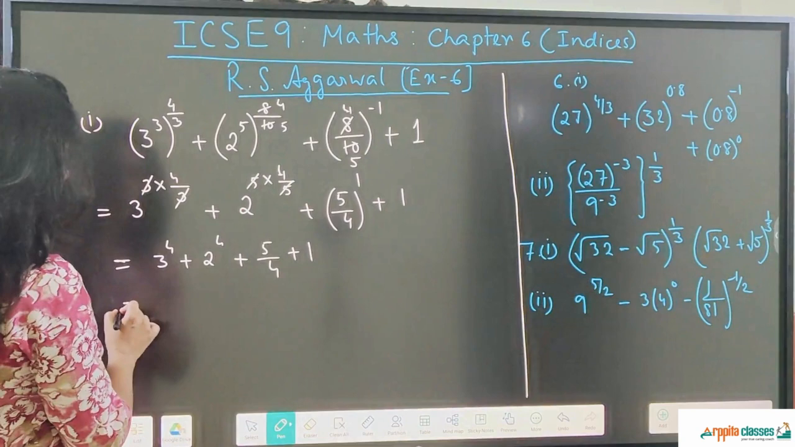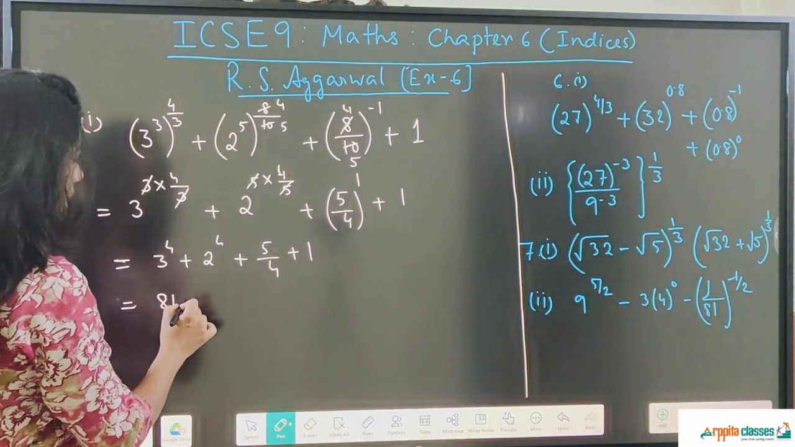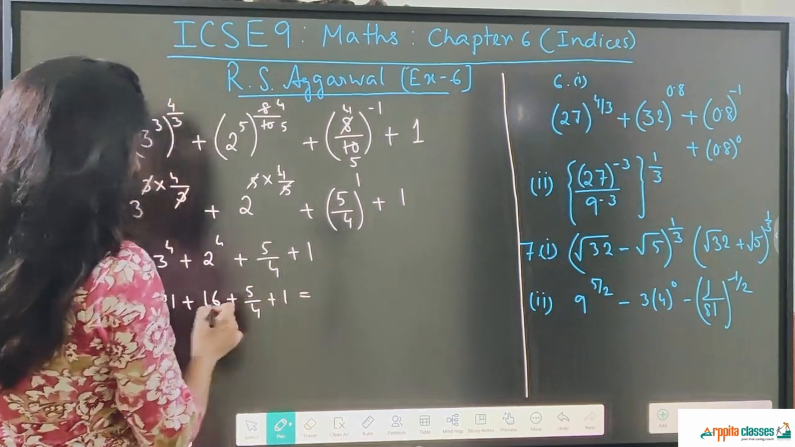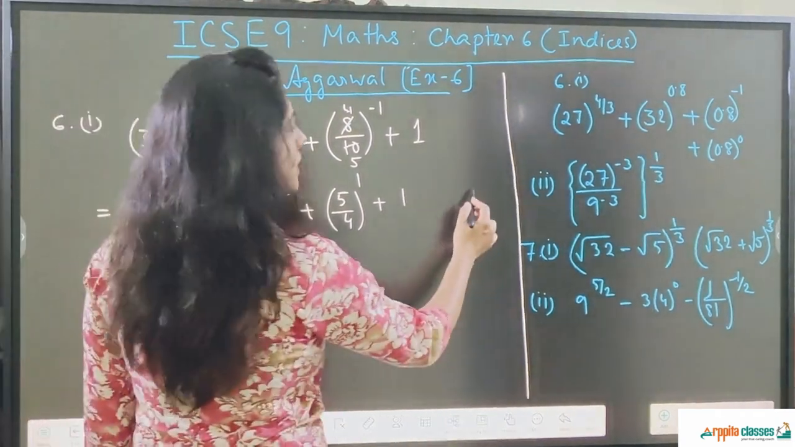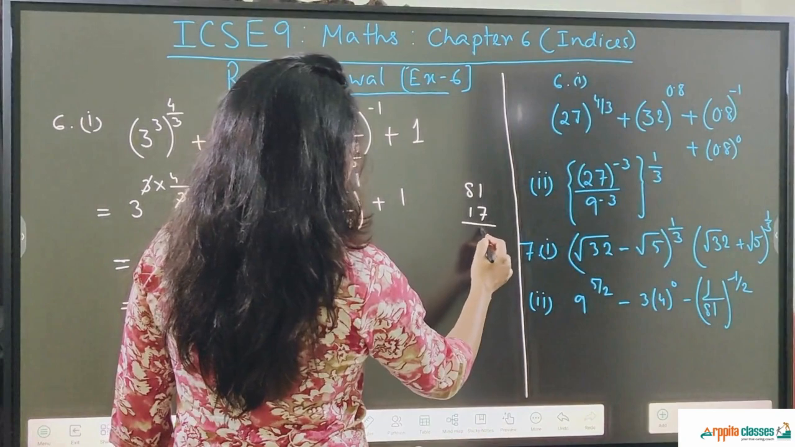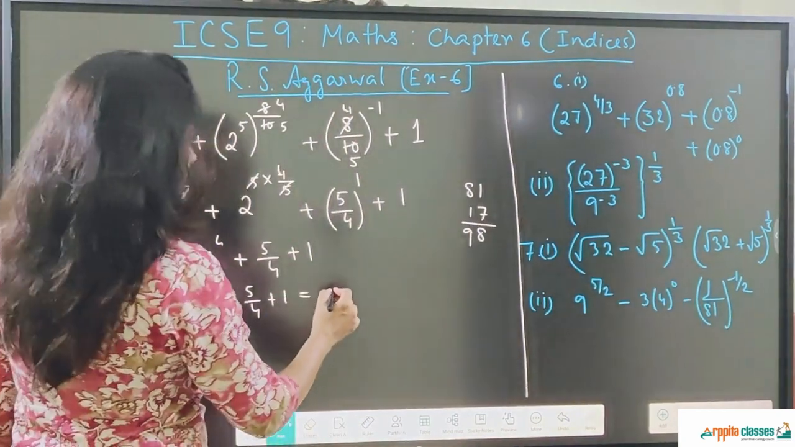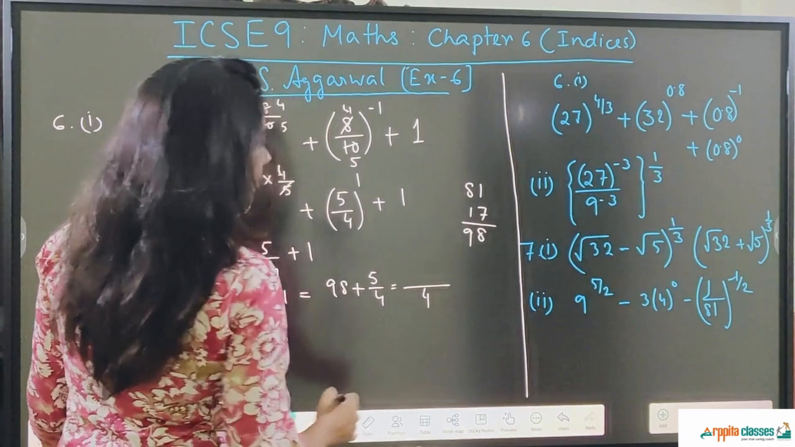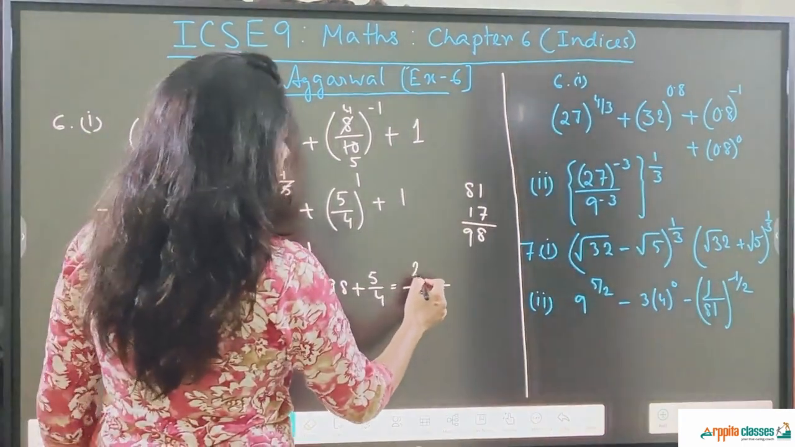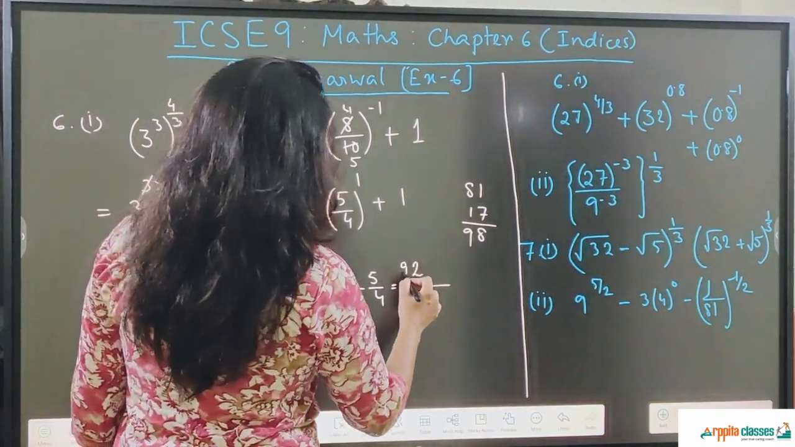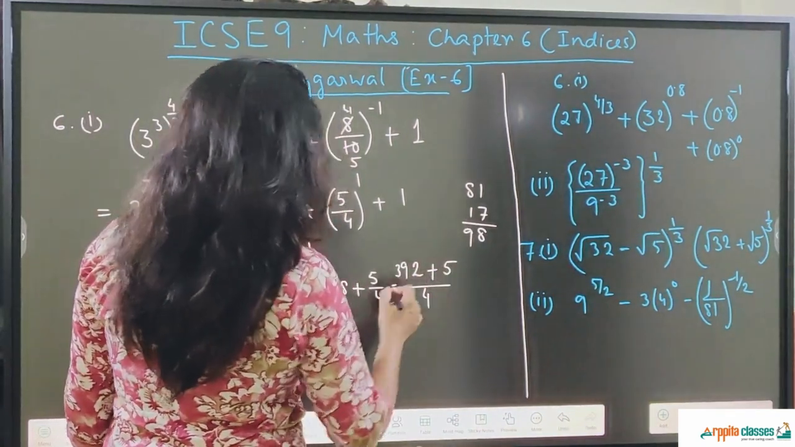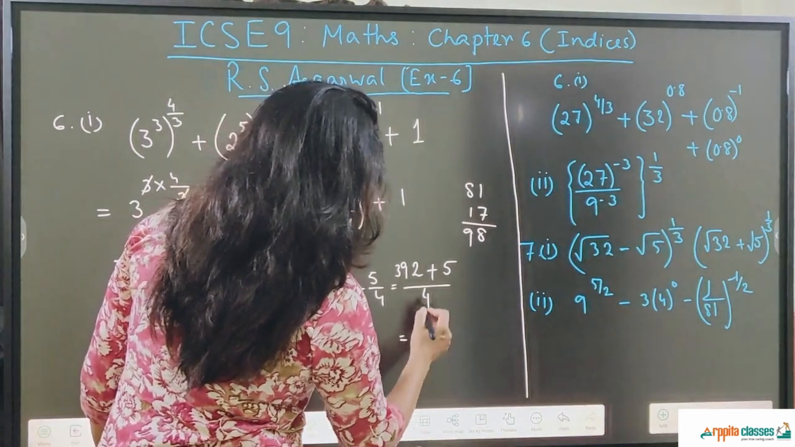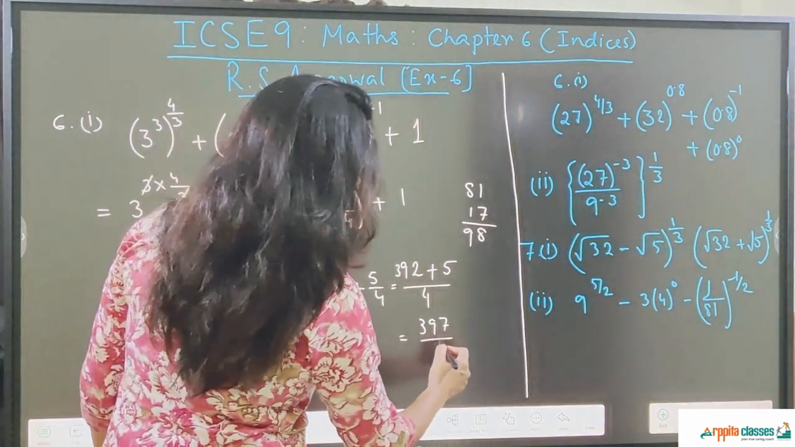Now we just have to simply solve it. 3 to the power 4 is 81. 2 to the power 4 is 16 plus 5 upon 4 plus 1. So now 81 plus 16 plus 1, that is 81 plus 17, is how much? 98. So it is 98 plus 5 upon 4. We can take 4 as the LCM. So 4 into 98, 392 plus 5. 392 plus 5 is 397 here divided by 4.